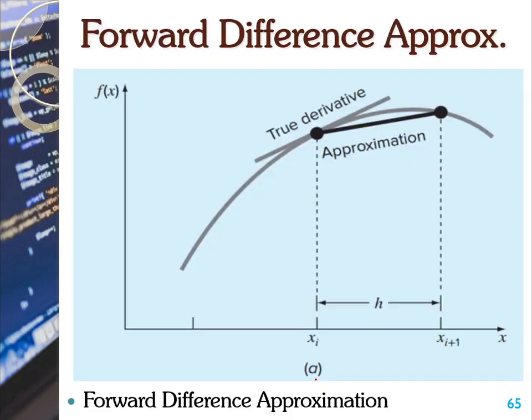So let's look at this pictorially. To estimate our true derivative, that is our f prime, we will need a current value, that is xi, and a future value, which is xi plus 1.